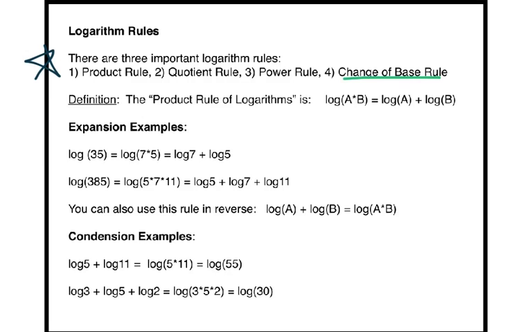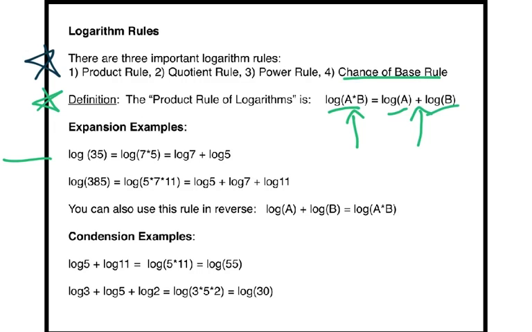Let's start with the definition of the product rule of logarithms. It states that the log of the product a times b is equal to the log of a plus the log of b. Now this is really interesting, because notice that the log of multiplication is equal to the addition of two logs. Multiplication becomes addition in the world of logarithms.